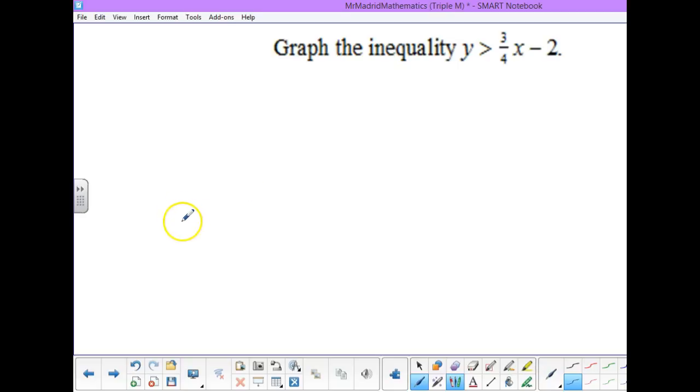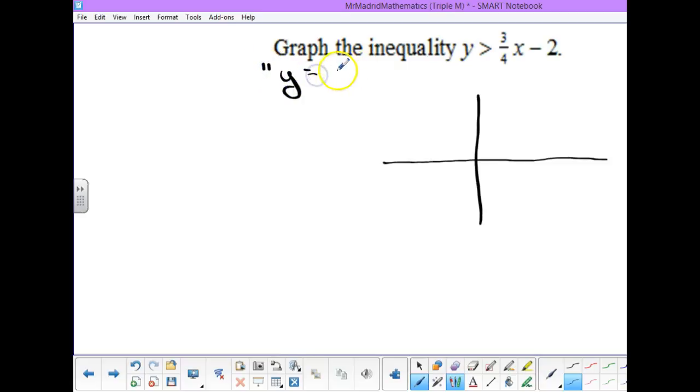Alright, we'll be looking at two examples. So let's go and do that. Graph the inequality y is greater than 3/4 x minus 2. Well, let's go and find the easiest way to do this. Now, this is essentially, I'm going to put this in quotations because it's not written like this, but I can interpret it like this to my advantage. y equals mx plus b. You guys know this to be your y-intercept.